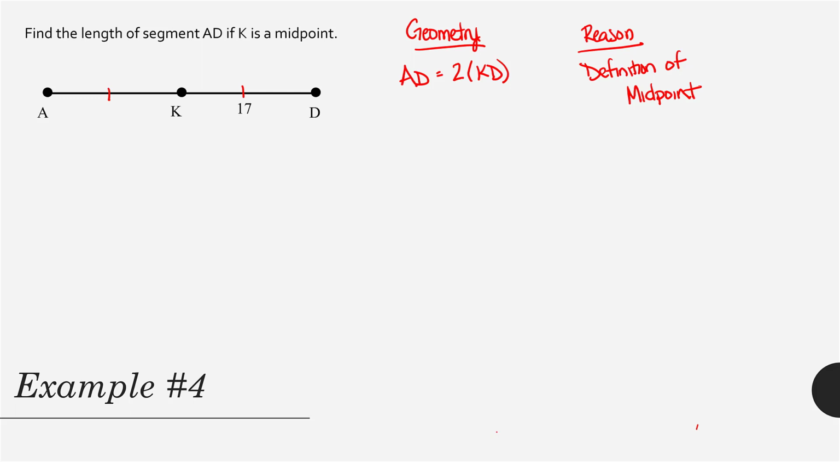So now I can go ahead and start plugging in some values. AD is what we don't know, and KD is 17. Notice how I used KD because KD has that value 17 on the diagram. AK does not have any labelings on its side of the diagram, so we don't want to use it. We want to make sure that we use the pieces that have a value attached to them. That's why we're using KD, because we can plug the 17 in. Now I go through, I do my multiplication. AD equals 34.